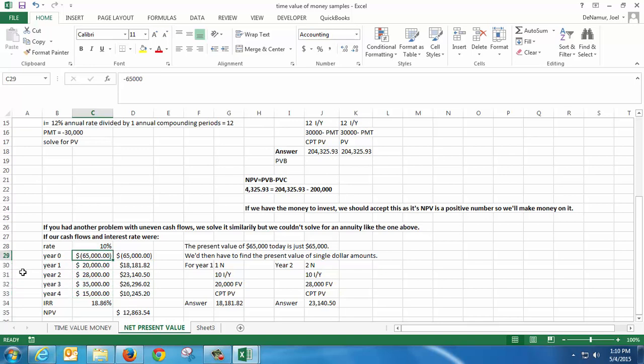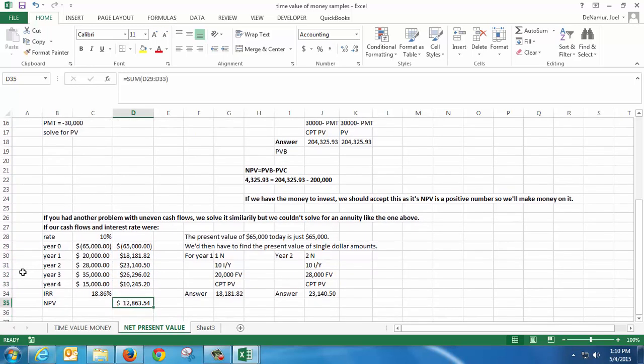What we would have to do is figure out the present value of each of these payments individually. And then when we're done, what we would do is add up the present values of these 4 items. And actually for this example I don't need the IRR in there, so let me get rid of that. Okay, so the present value of $65,000 today is just $65,000. That happens right now, so that's the present value.